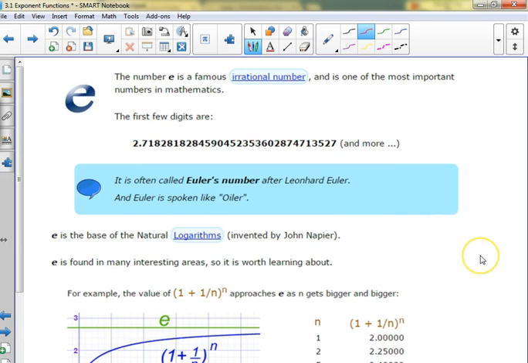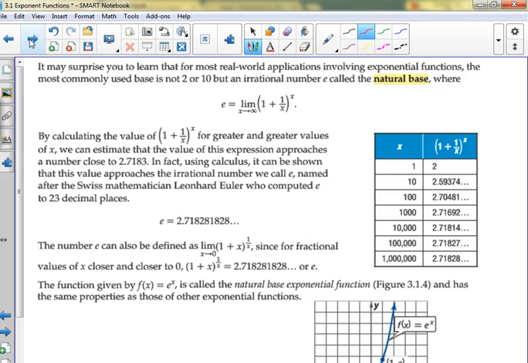It shows up all the time in nature, okay? Things grow and decay with this factor. It's used in Newton's law of cooling. It's used in continuous interest. Do you remember that, PERT? Does that sound a little familiar? All right. Okay. E is called the natural base, or again, it's called E.